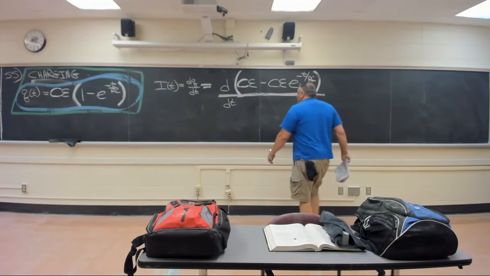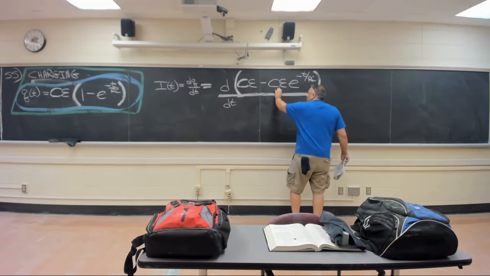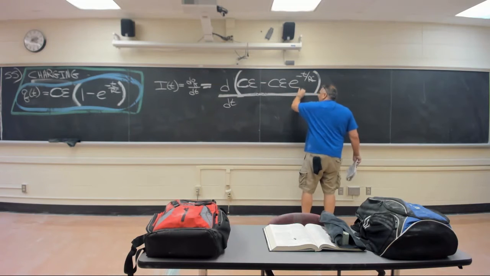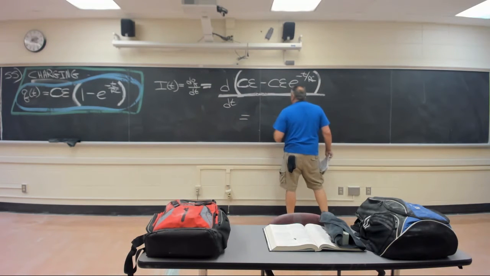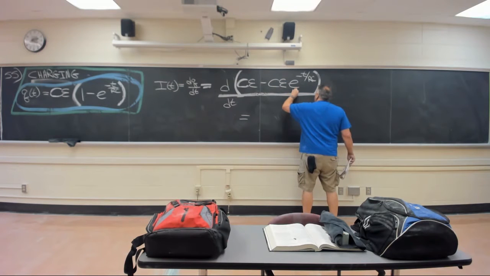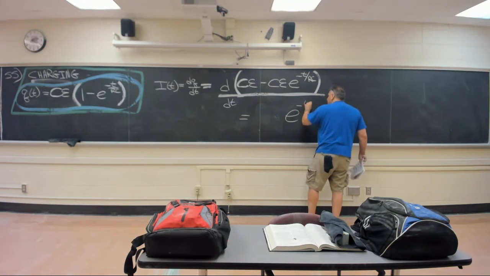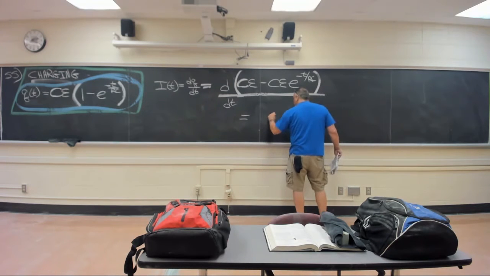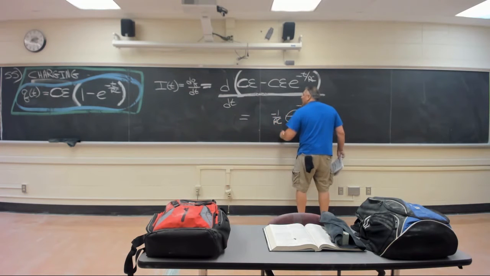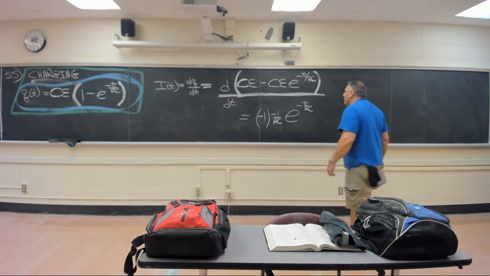The derivative with respect to time of a constant is 0. The derivative with respect to time of this is going to equal the negative CE times the derivative of this, and the derivative of this is e to the negative t over RC times, by the chain rule, the derivative of what's going on up here, which is negative 1 over RC. Okay, let's be extremely careful.